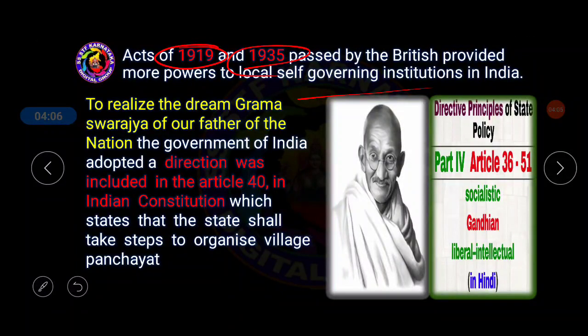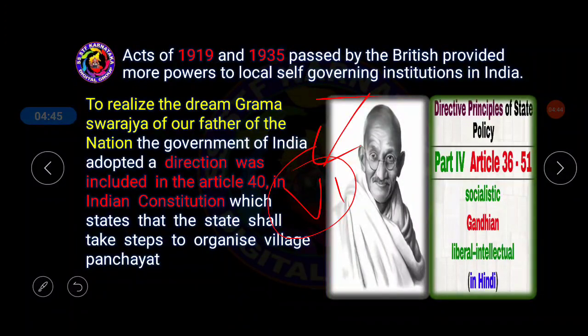Then, to realize the dream of Grama Swarajya of the father of the nation, the government of India adopted a direction included in Article 40 of the Constitution of India, which states that the state shall take steps to organize village panchayats. One concept is very clear: Mahatma Gandhi said that the real development of India lies in the development of the villages, and the villages are developed when the villages are given power. And this happens only with the introduction of local self-government.